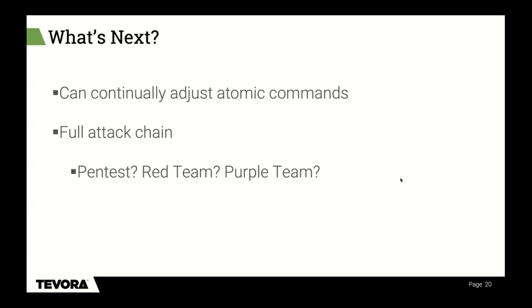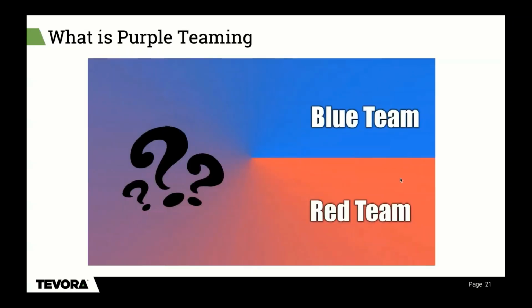And so what's the best way to go into that attack chain, right? Is it a pen test? Is it a red team? Is it a purple team? Well, the answer is kind of all of them are good, but I want to shed some light specifically on purple teaming, because there is a lot of confusion out there on what it means.